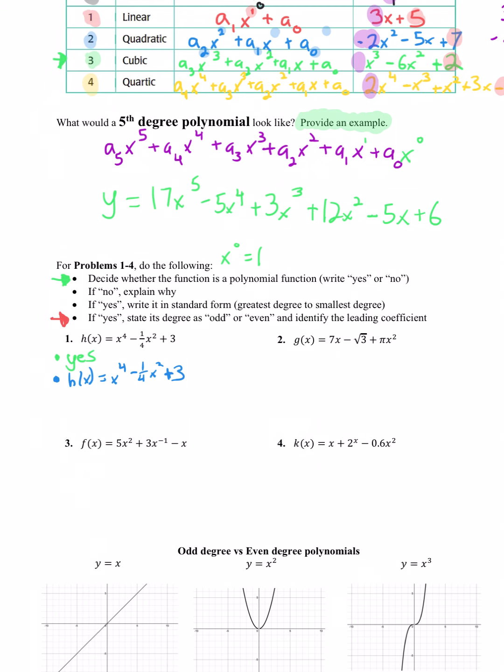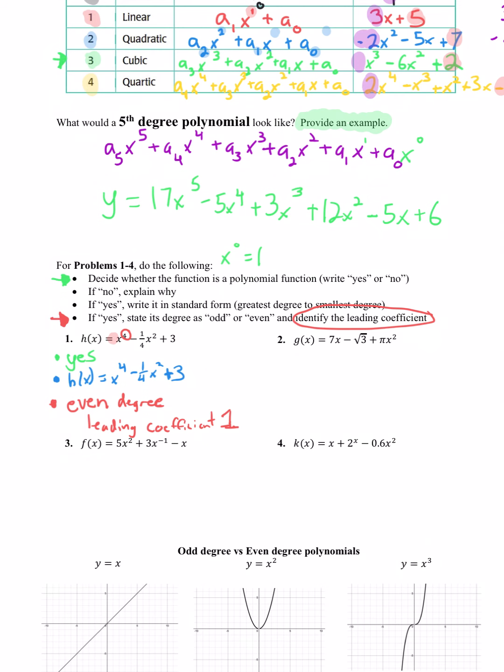What that means is you need to look at the leading exponent, and it's a 4, and say, is that an even number or an odd number? That's an even number. Then we're going to identify the leading coefficient as well, which is whatever number is in front of the x. In this case, it's a 1. So even degree, and the leading coefficient is the number 1. That's how I'd want you to do these types of problems.